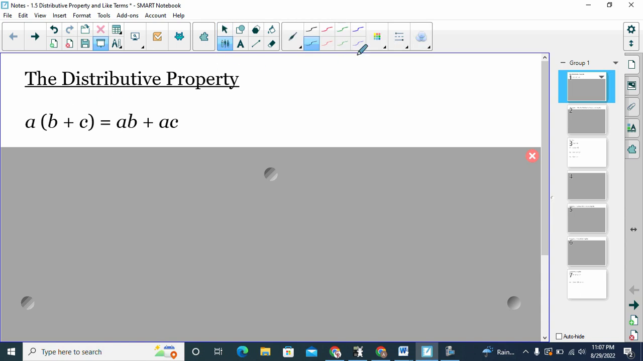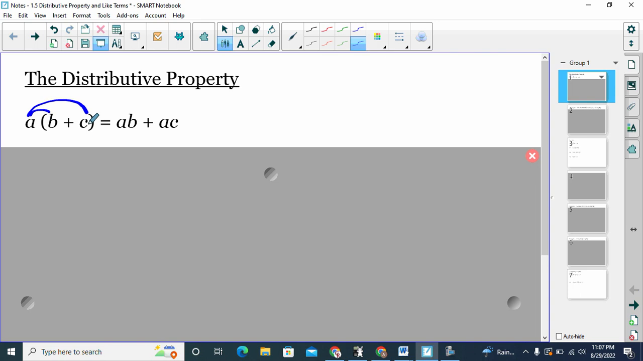So first of all, if I have a number or a variable or something out in front of a parentheses, that's a good indication that we're going to be using this property, the distributive property. And what we're going to do is we're going to take the thing that's out front and we multiply it by this one. So A times B. And then we take that same thing and we multiply it by the next one.